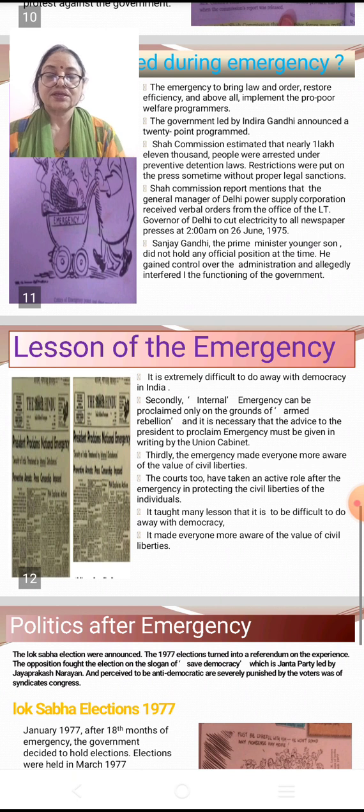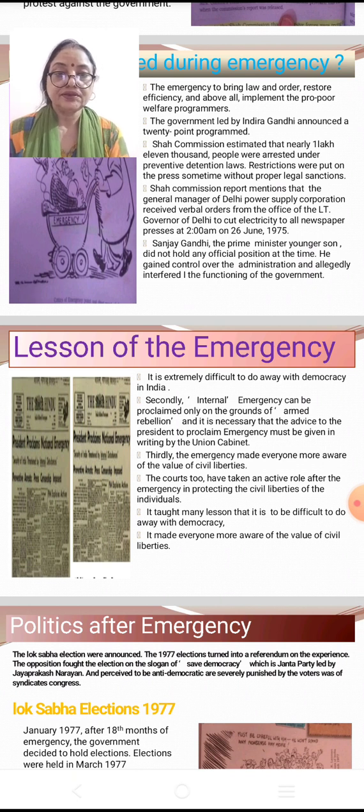What lessons did we learn at that time? First of all, the lesson was that it is extremely difficult to do away with democracy in India. It is a dream to think that India could remain without democracy. No, never. They understood this well. Secondly, an internal emergency can be proclaimed only on the grounds of armed rebellion, and the advice to the president to proclaim an emergency must be given in writing by the Union Cabinet, not verbally.